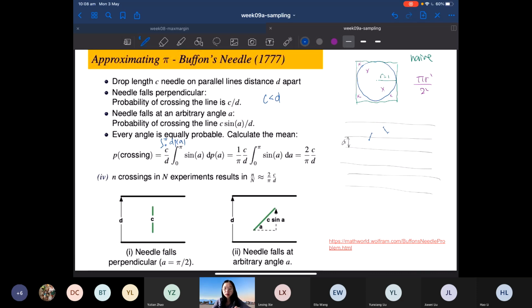Integrating this probability over 0 to pi, right? So there's a little typo here. And if we plug in this C times sine alpha over D over here, we get the expression down here. And notice that C over D is constants. We're essentially integrating sine alpha d alpha over 0 to pi. We get this 2C over pi D, right? So it's easy to measure C and D, and then we get the estimate of pi.